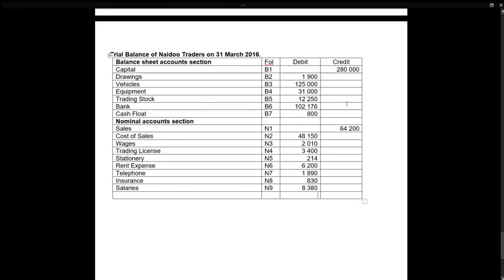Now for every debit there must be a credit, and because of that my total of my debit side should equal my total of my credit side. So let's quickly total. 344,200 Rand for my debit side. If I total my credit side, it will come to the same amount. If my debit side equals my credit side, I know I've done my trial balance correctly.